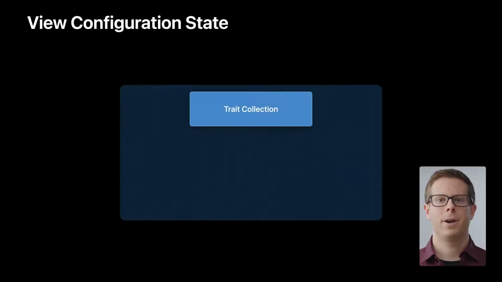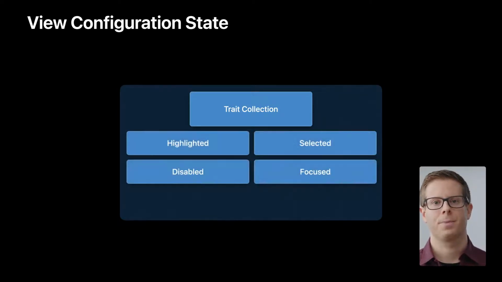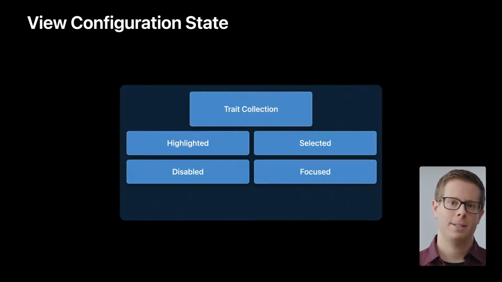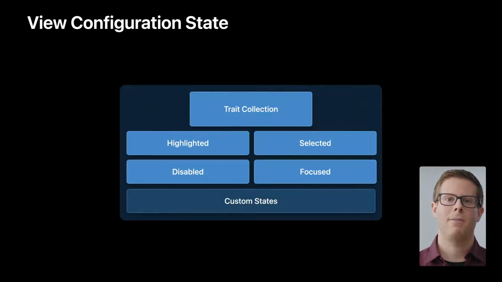Here's what a view configuration state looks like. It starts with a trait collection, and then we have 4 different states: highlighted, selected, disabled, and focused. These are just simple Booleans. And finally, we have optional custom states. This is key value storage for you to add any extra states or data that you want to use when configuring your view.